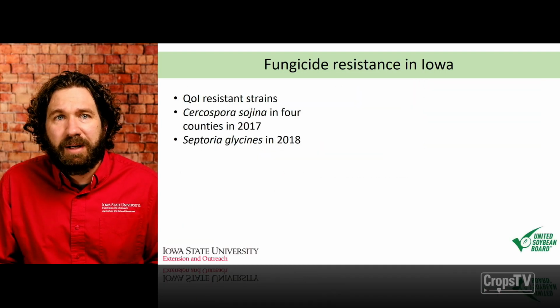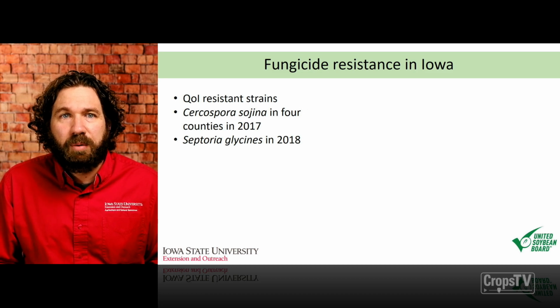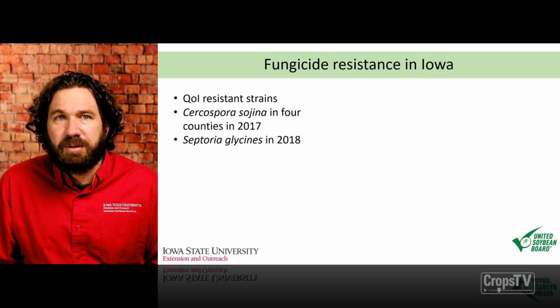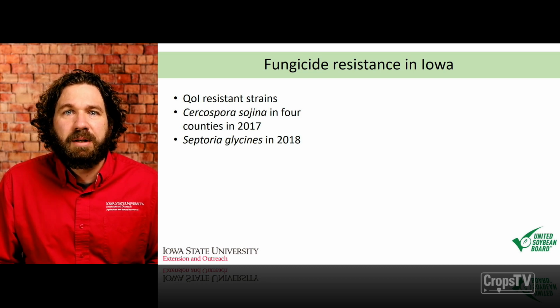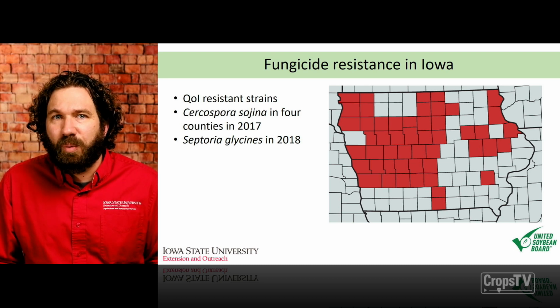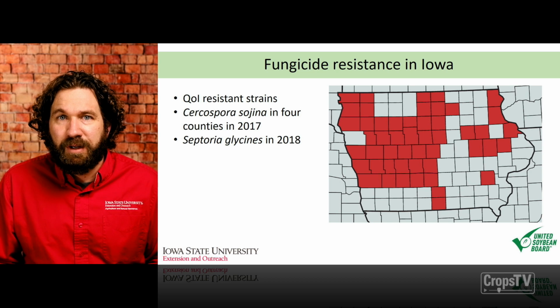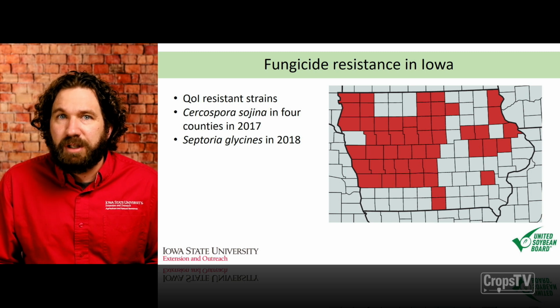The problem with that is that fungicide resistance could be an issue. And so we know that we have resistant strains to the Cercospora sojina, which is the frog eye leaf spot pathogen. We also have resistant strains to Septoria glycines here in Iowa. And those are in 2017 and 2018. In 2019, we did a survey, and so all of the counties that are red are the ones that we have confirmed frog eye leaf spot resistance.